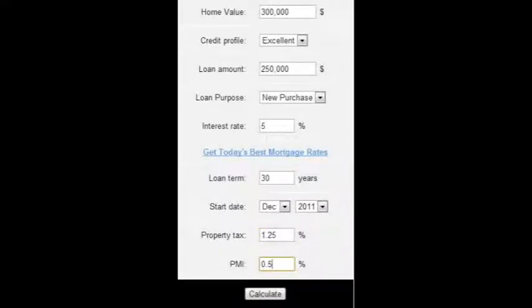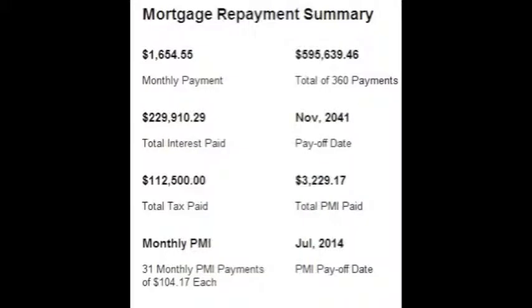PMI, or private mortgage insurance, is charged if your loan balance is over 80% of the value of your home. For this example, we're going to pay 0.5% in private mortgage insurance. Using the parameters that we set, you have a monthly mortgage payment of $1,654.55.